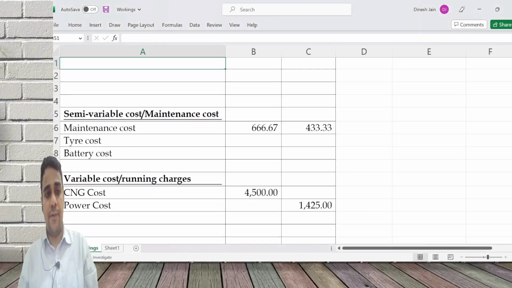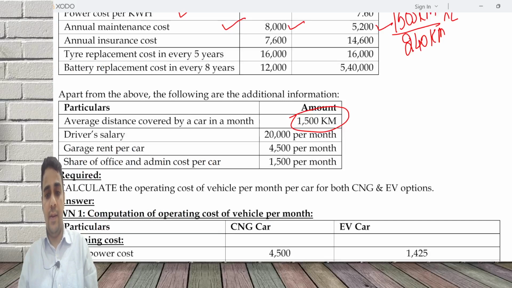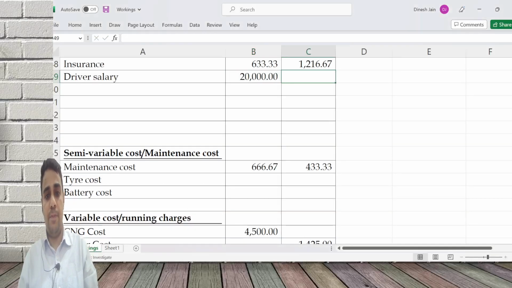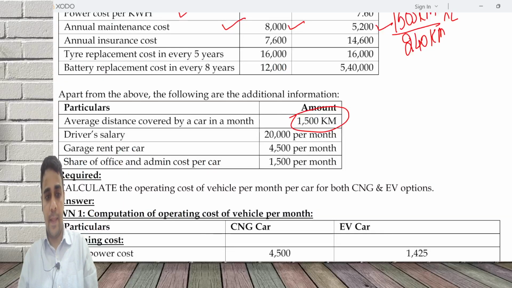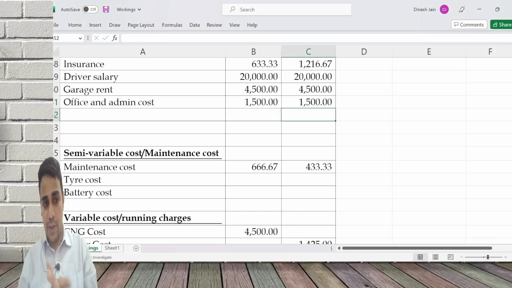Apart from this, we have driver salary. This is going to be the same for both, 20,000 per month. Whether you use a CNG vehicle or an EV vehicle, driver cost will be there. Garage rent, same for both. Office and admin cost, 1500. All this is going to remain the same. Tire and battery cost, I'll do the calculation in 2 minutes. That is very critical. Any doubts till this?